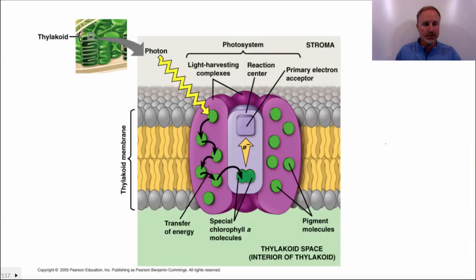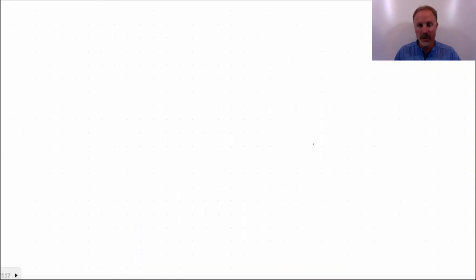Now here's our reaction center, and you can see here's the thylakoid membrane that we were talking about. This is where the light comes in. Here's where, if it were photosystem 2, we would be splitting water. We excite the electron up to this electron acceptor, and then it's going to move down the electron transport chain.